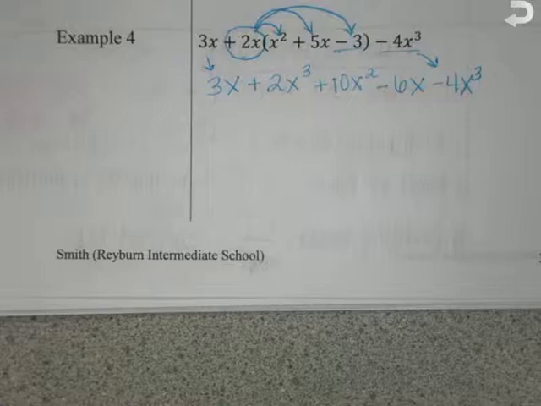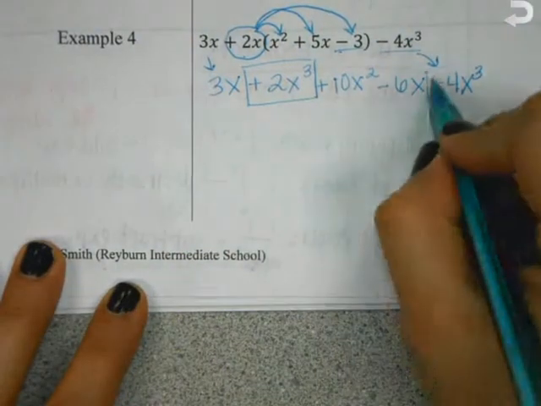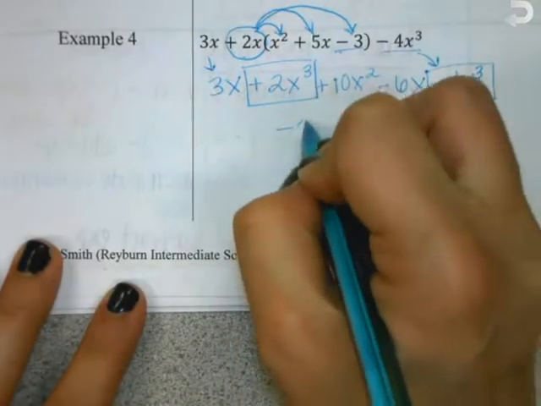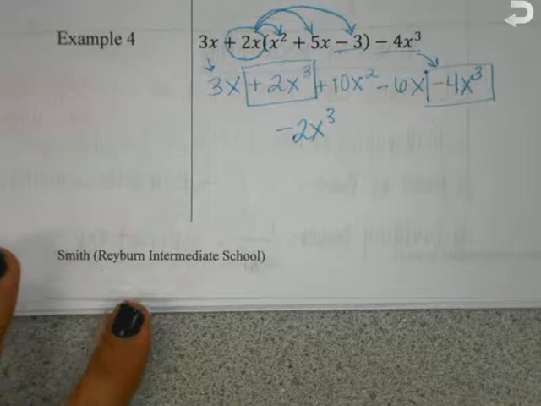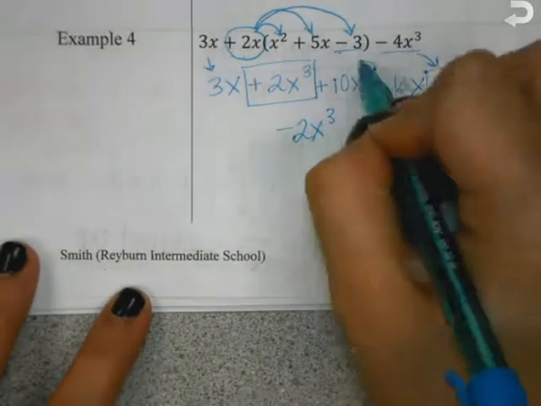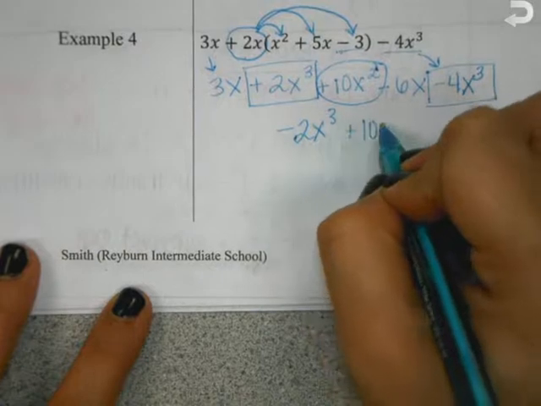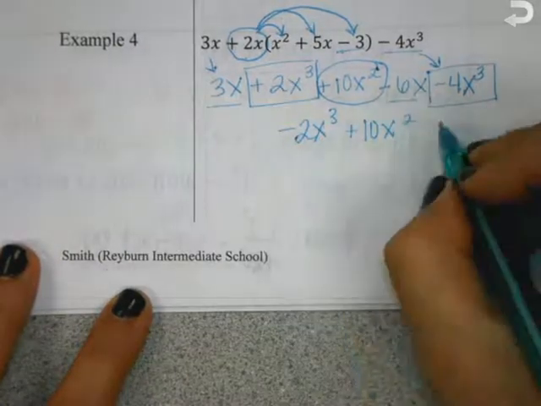Combine like terms. Which terms do I want to put first? 4x and 2x. Yeah, the thirds. So we have 2x to the third minus 4x to the third. What does that give me? Negative 2x to the third. What comes after x to the third? X to the seconds, or x squared. There's nothing there to combine, so it's just plus 10x squared. And then 3x minus 6x gives me negative 3x.